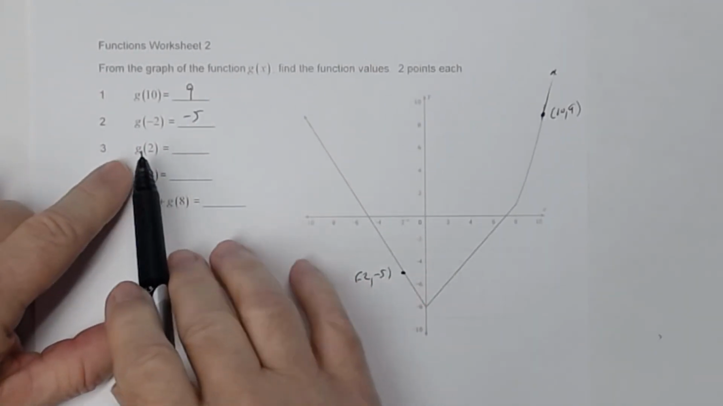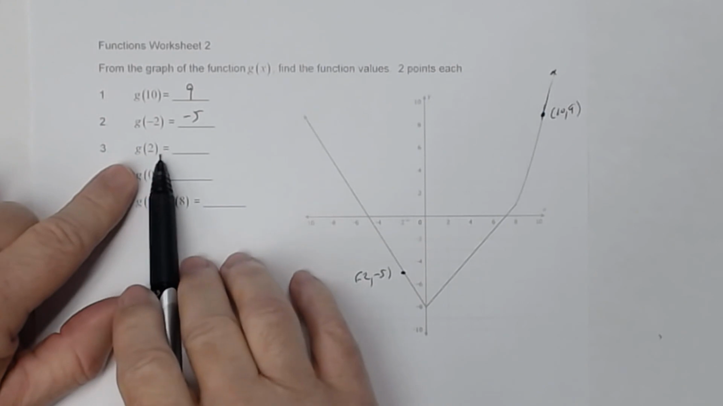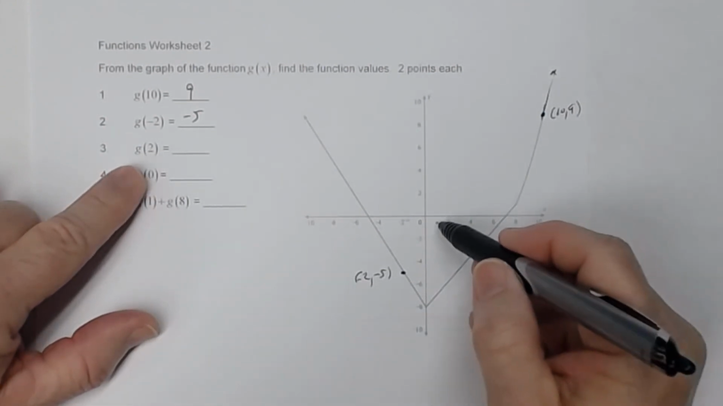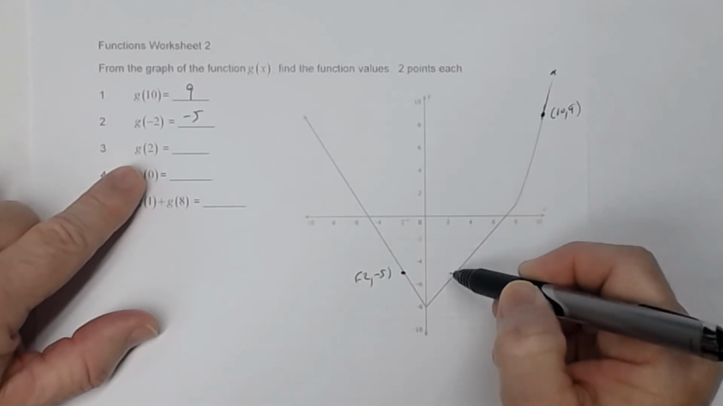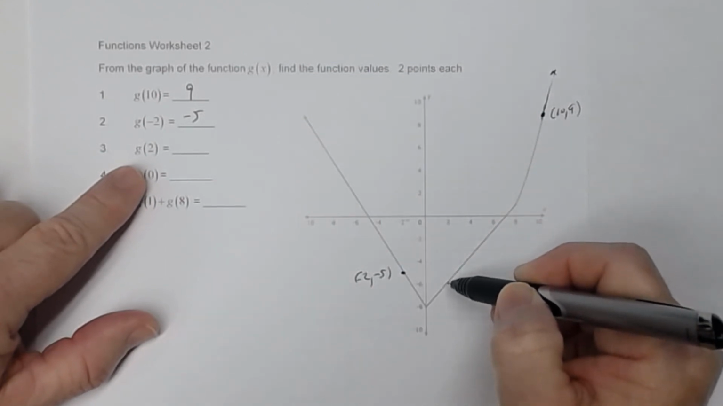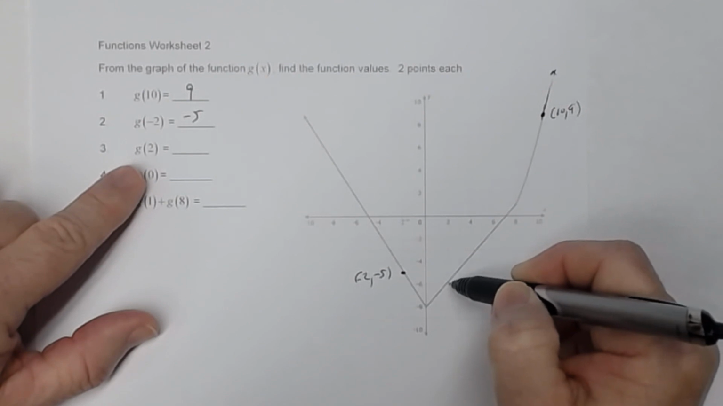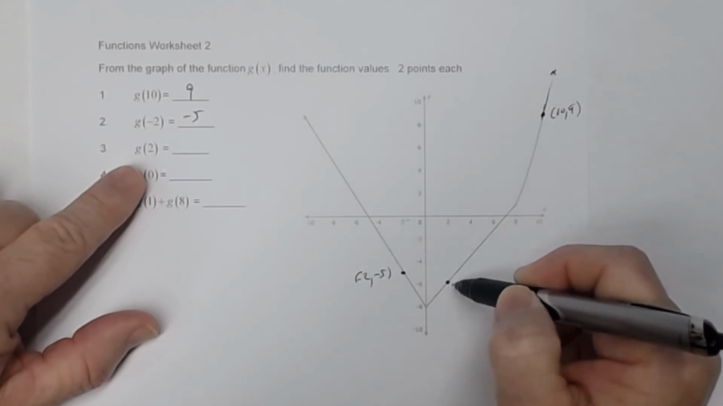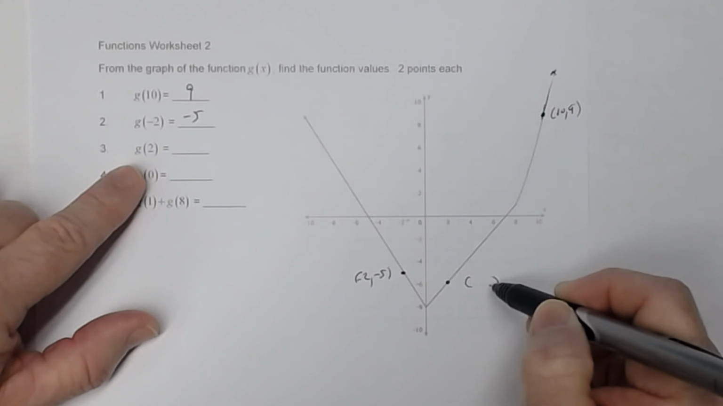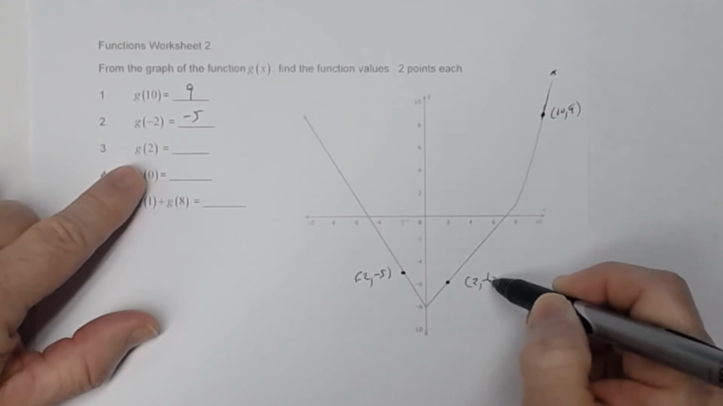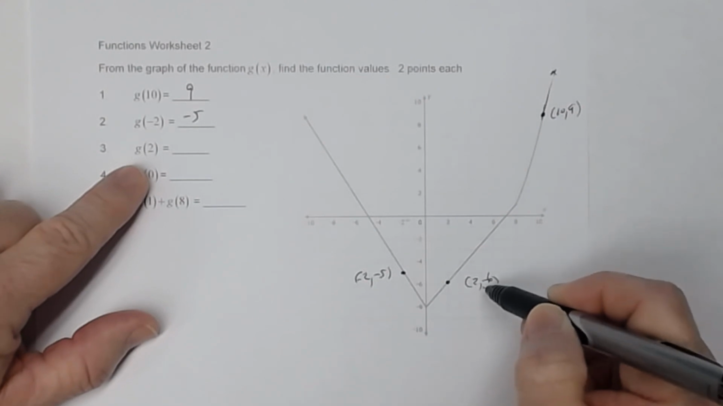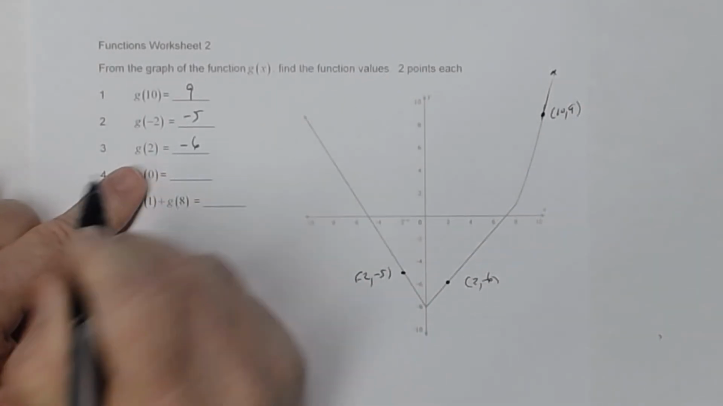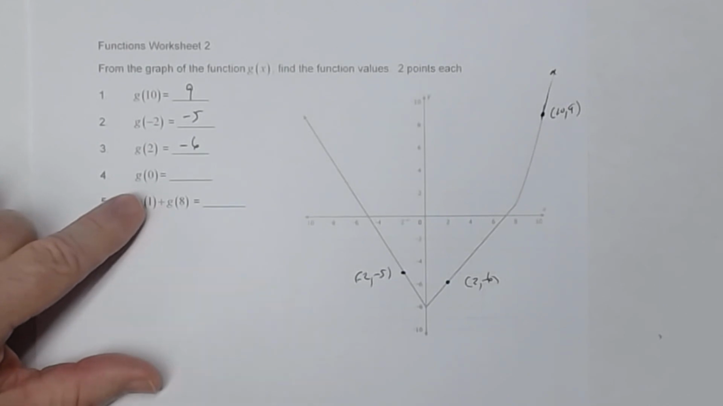g of 2, same thing. g of 2, what is the y value when x is 2? So here's on the x-axis where x is 2. On the graph, though, the point that corresponds to that is going to be right here. And then if I label that point, that's the point 2 comma negative 6. So when x is 2, my y value is negative 6. So negative 6 goes here. All right, so notice how the answer had to look.